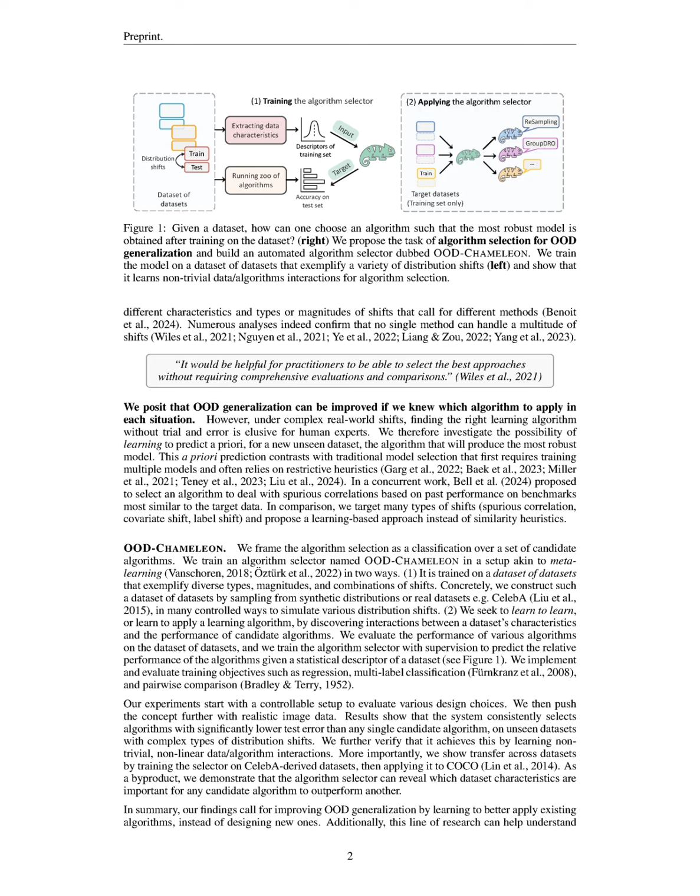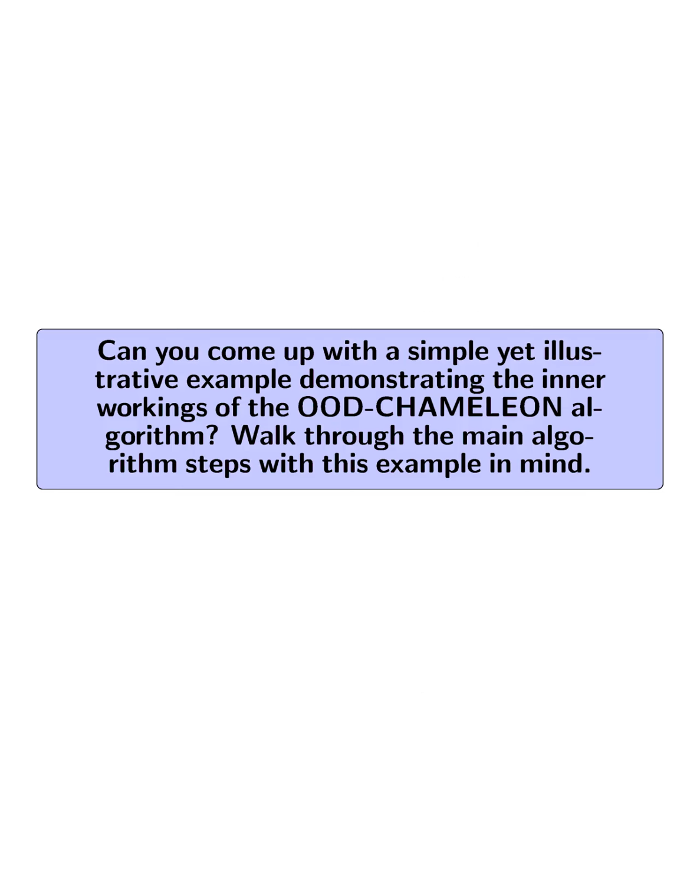Finally, during the selection process for a new unseen dataset, the trained algorithm selector utilizes the dataset descriptor to predict the performance of all candidate algorithms, ultimately selecting the one that is expected to yield the best OOD accuracy. This systematic approach allows OOD-CHAMELEON to adaptively choose algorithms based on the specific characteristics of the dataset, leading to improved generalization performance. Can you come up with a simple yet illustrative example demonstrating the inner workings of the OOD-CHAMELEON algorithm? Walk through the main algorithm steps with this example in mind.